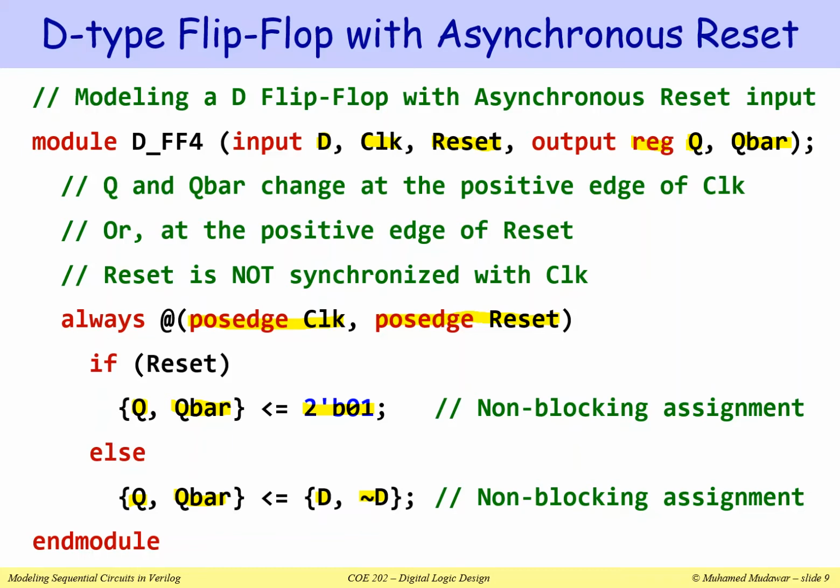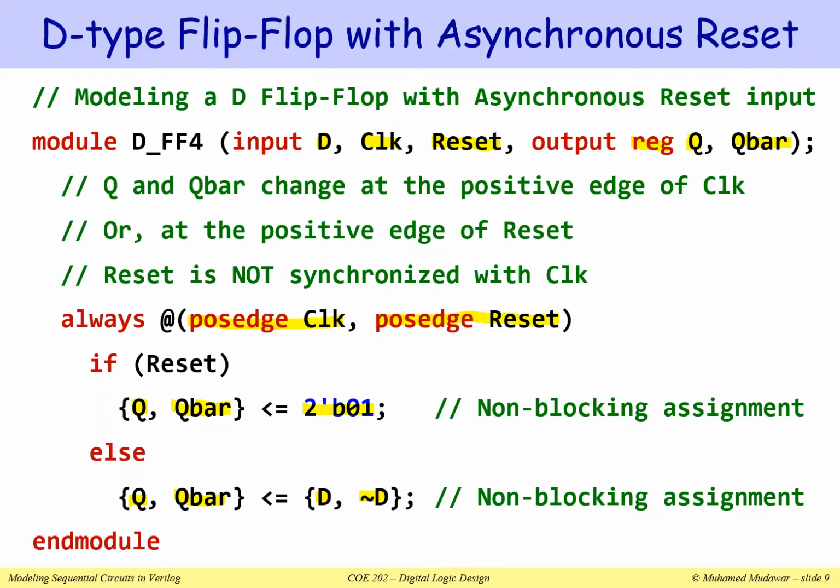So notice that in the case of asynchronous reset, the positive edge of reset appears in the sensitivity list of the always statement. Whereas if the reset is synchronous to the clock, we remove the reset from the sensitivity list of the always statement. So this is a major difference between synchronous versus asynchronous.